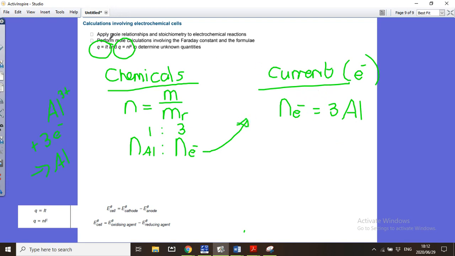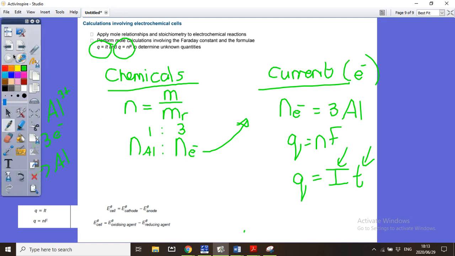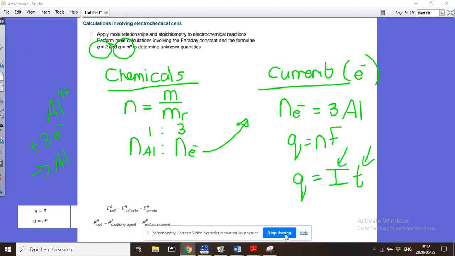Once I have my moles of my electrons, then I can go and use these 2 equations, because these 2 equations only count for electrons. So now I can say Q is equal to NF from your information sheet. This gives me the charge. And once I have the charge, I can use Q equals IT, and I can either go and work out the current if that's what they ask me, or I can go and work out the time. And that's it. Now all that's left for you is to go and practice these questions, looking at the past paper questions.